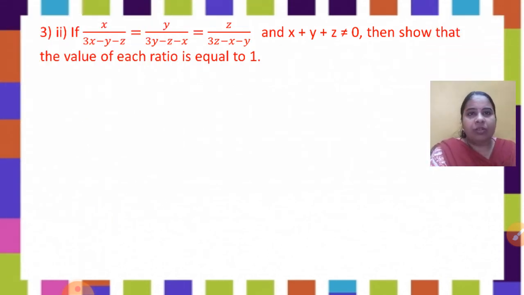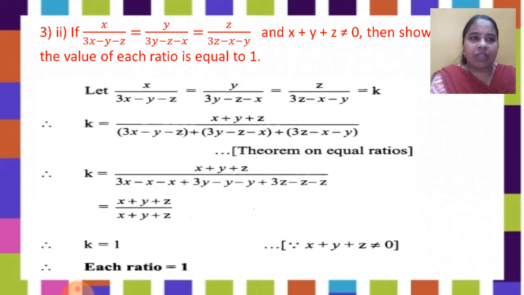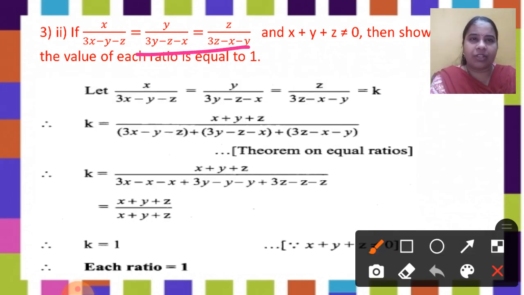If x upon 3x minus y minus z is equal to y upon 3y minus z minus x is equal to z upon 3z minus x minus y, and x plus y plus z is not equal to 0, then show that the value of each ratio is equal to 1. This is much easier than what we have done. What you need to do first is, whatever ratios are given to you, equate them to K.